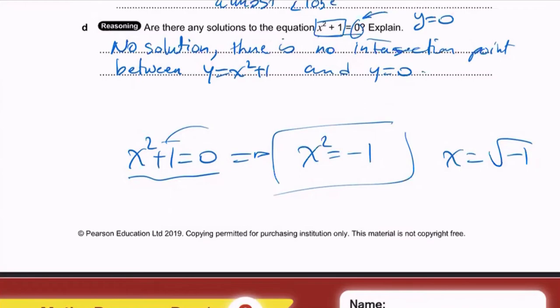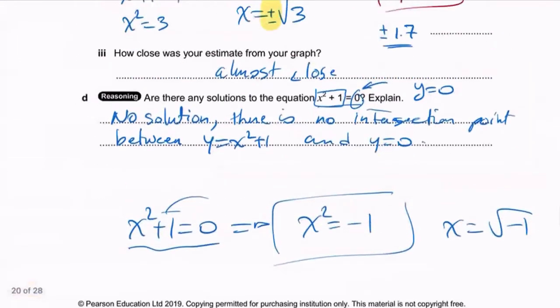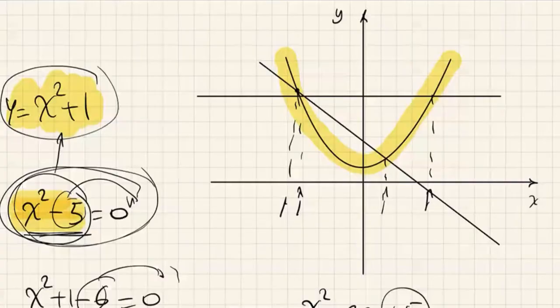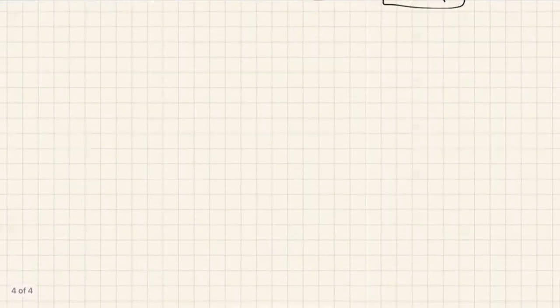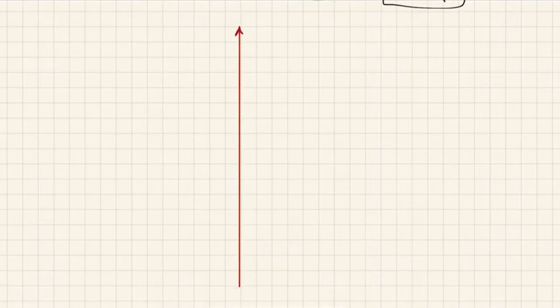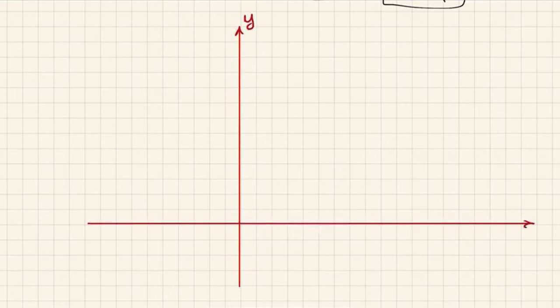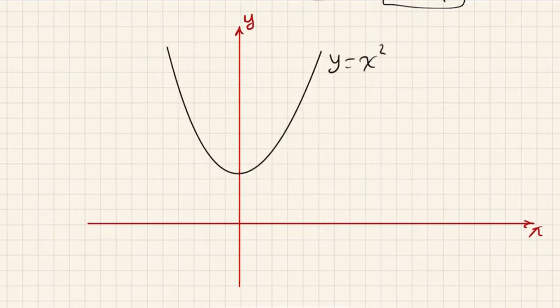So maybe I'll ask you one question. Okay? I'll ask you one question. Let us go to our scribble. This is a graph of y equals x squared plus 3.